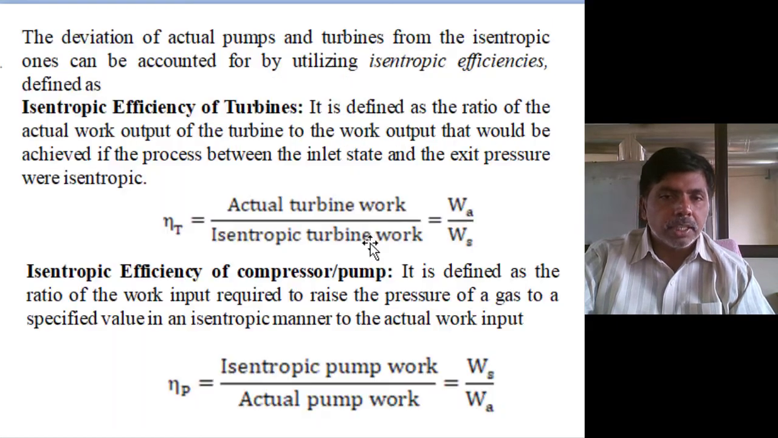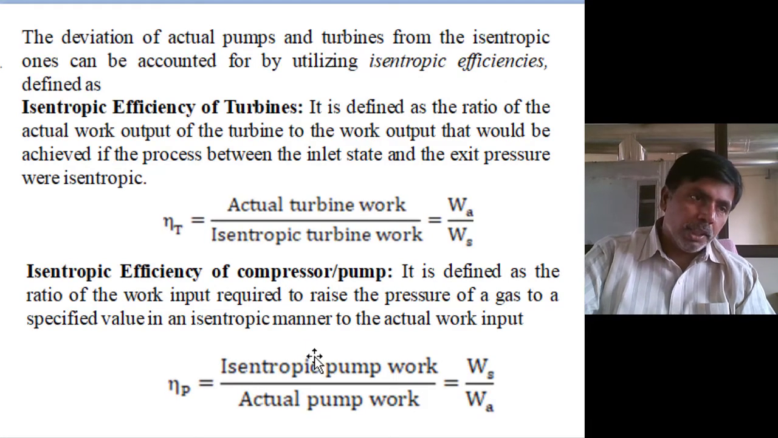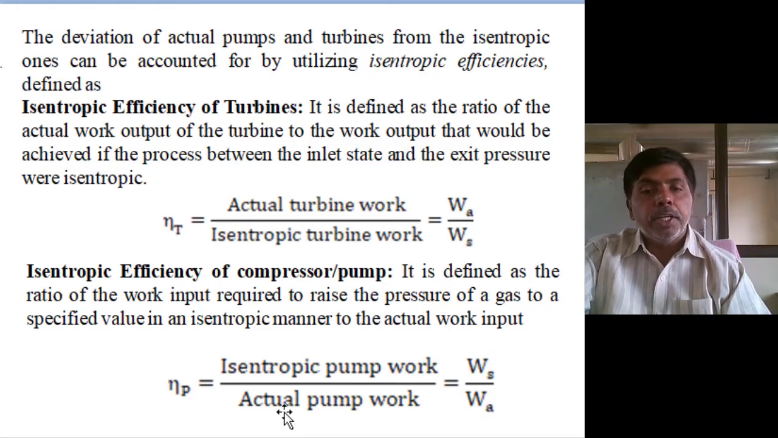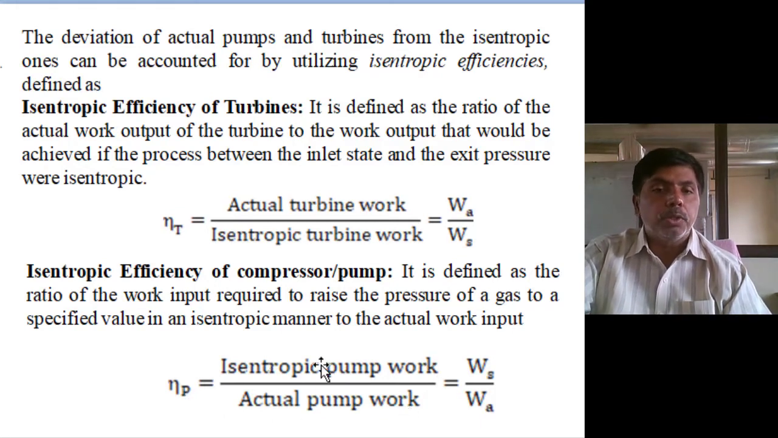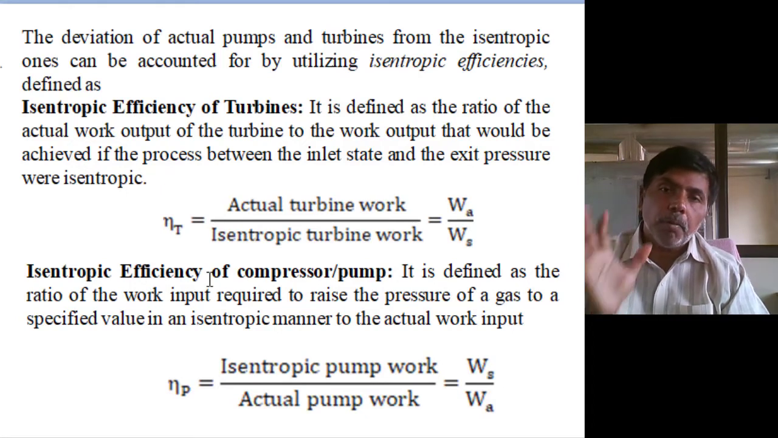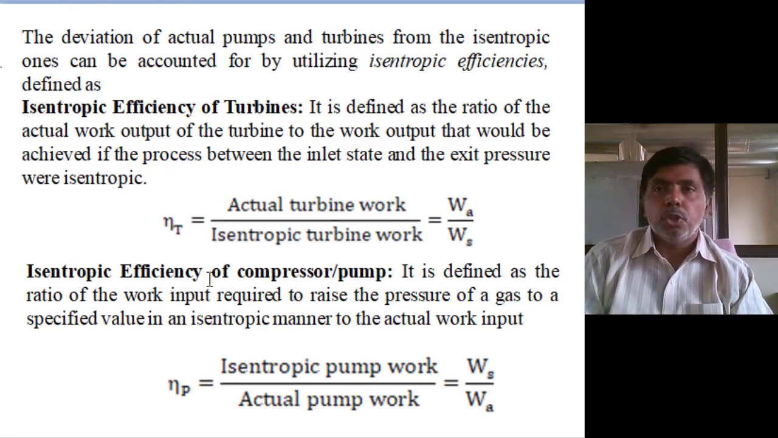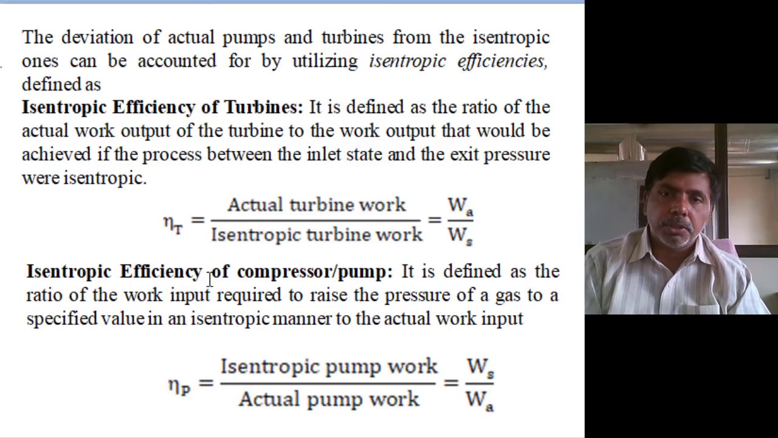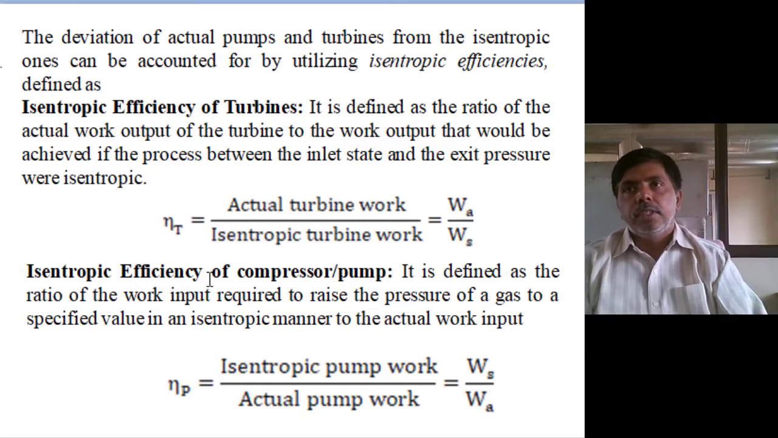Why? Because in the Carnot cycle we assume it is a compressor, and in the Rankine cycle we assume it is a pump. So the isentropic pump work input divided by the actual pump work input is called the isentropic efficiency of the pump. The isentropic efficiency of a pump for low capacity is 75 to 85, that is the range. Low capacity is 75, high capacity 85.